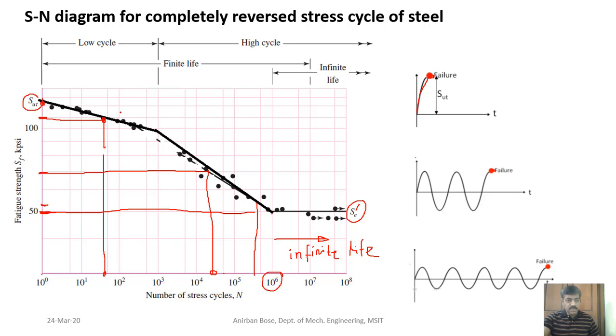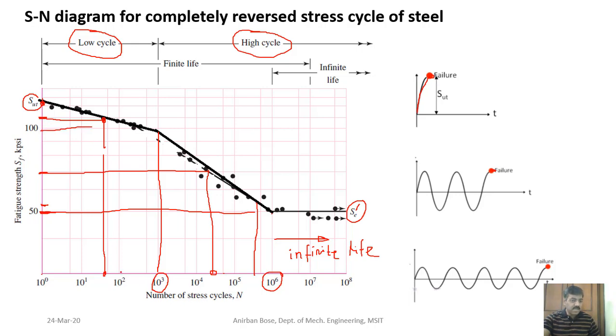Now if you observe carefully, we have divided it into two parts, low cycle fatigue and high cycle fatigue. What we mean by low cycle here, you see in the graph, low cycle means it is up to 1000 cycles. If the component can sustain up to 1000 cycles, then it is called low cycle. So in case of a low cycle, we can define the fatigue strength from this.